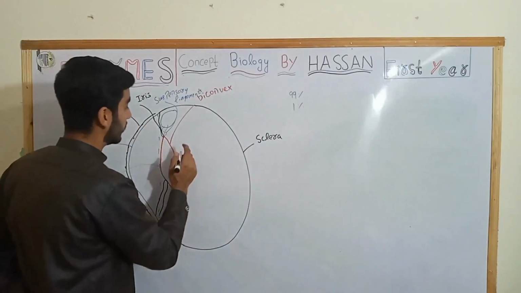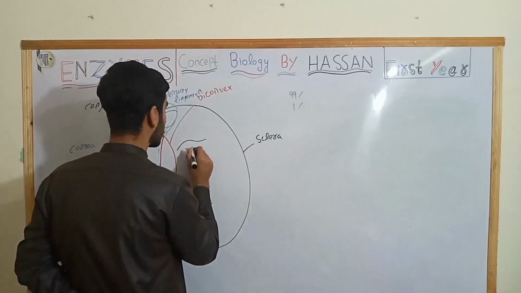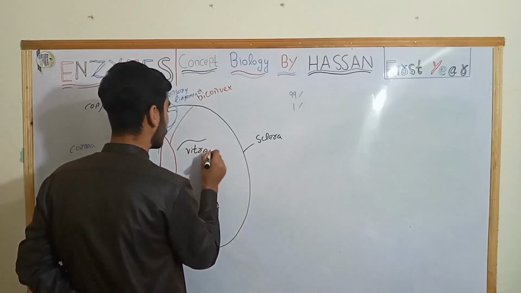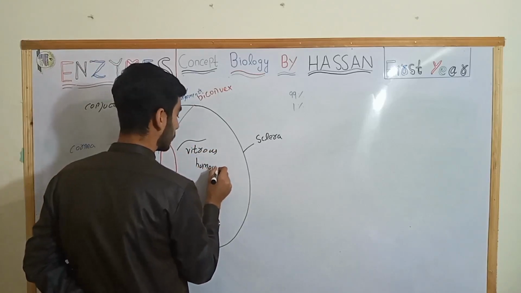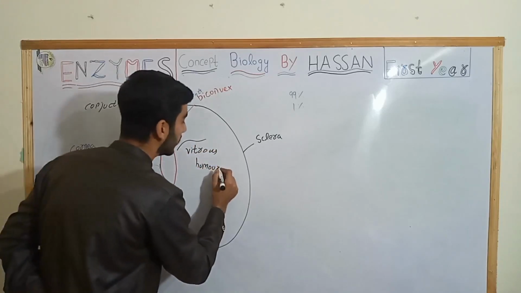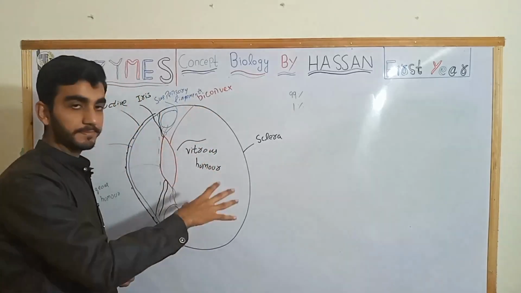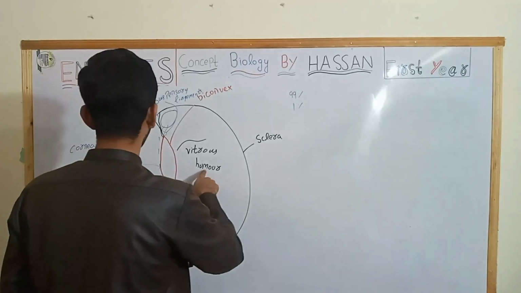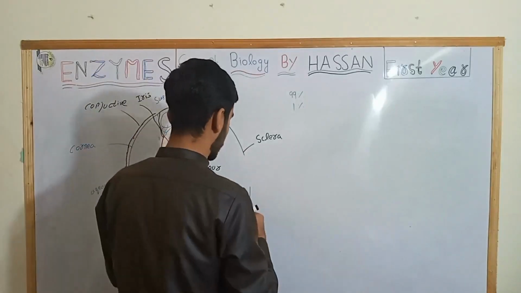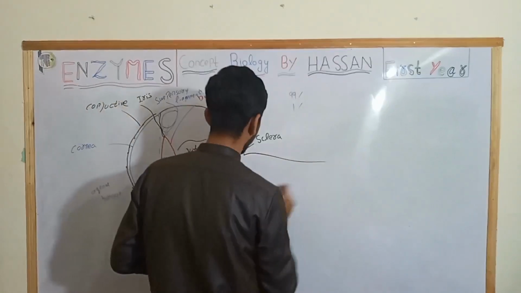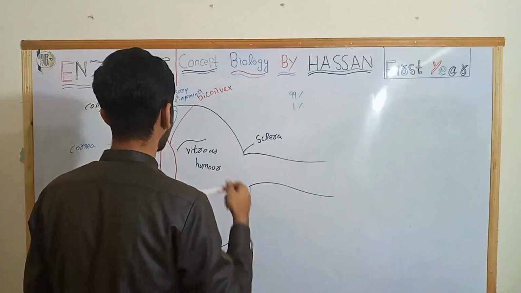Then this whole region we call vitreous humor. This is the transparent part which provides shape to our eyeball. Then we have a very important structure, the retina.